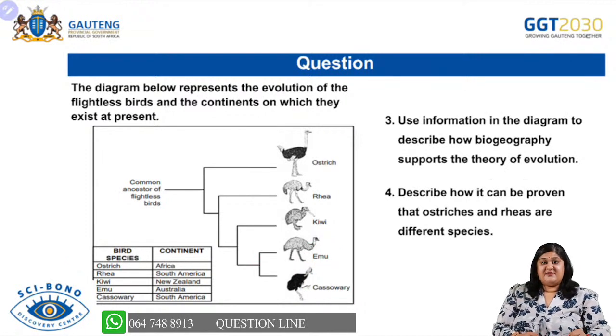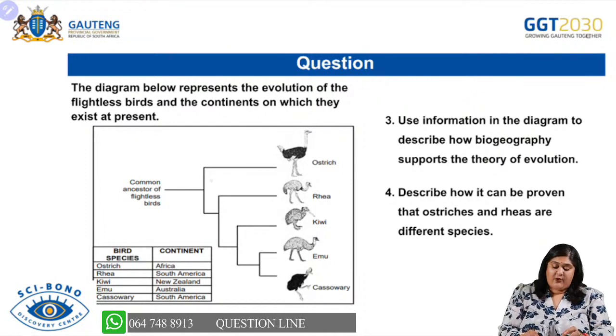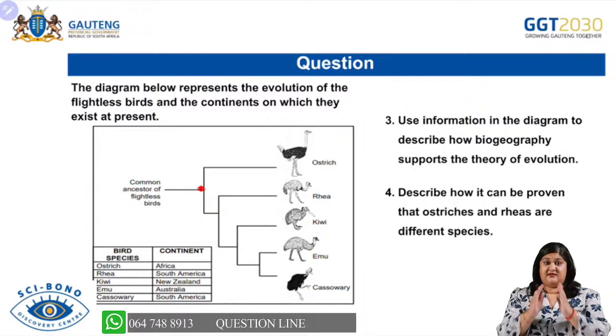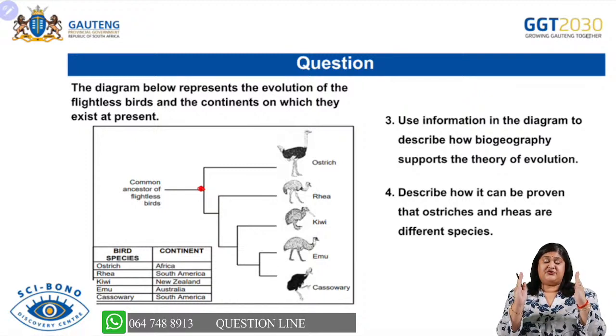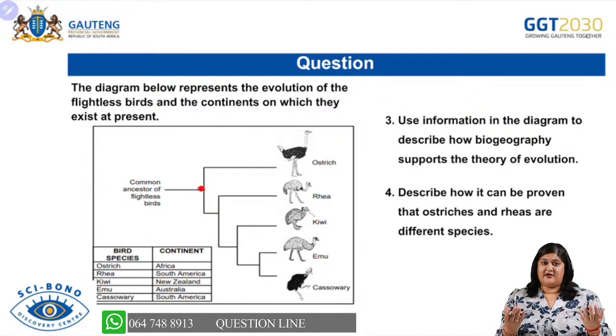Number 3, use information in the diagram to describe how biogeography supports the theory of evolution. So Susan did this with you, but to quickly remind you, they all shared a most recent common ancestor, right? Then due to continental drift, the population split into 2. And then those populations changed and evolved independently of each other due to environmental conditions. They evolved into new species. Okay, that's in short what was happening there.